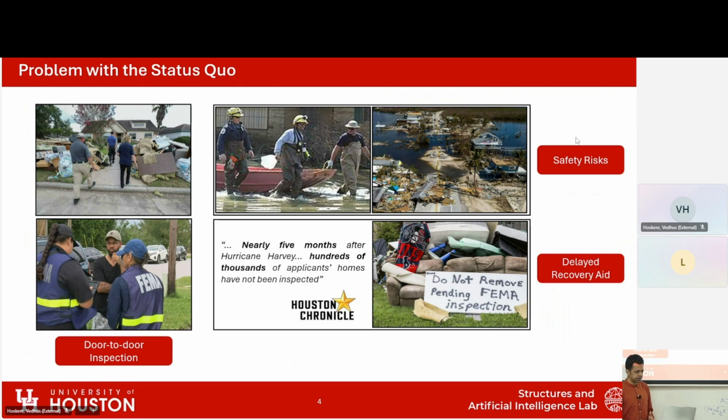And to give you an example, in Houston, after the big hurricane that hit in 2017, Hurricane Harvey, nearly 5 months after Hurricane Harvey, hundreds of thousands of applicants' homes had not yet been inspected, because the scale of that disaster was so large that there's just not enough resources to go and inspect all of these homes. So if you can use some data available to reduce the number of inspections you need to do, then that can go a long way in facilitating faster recovery of affected areas.